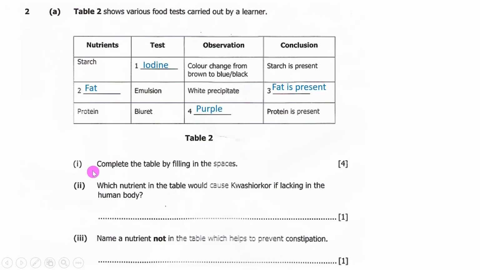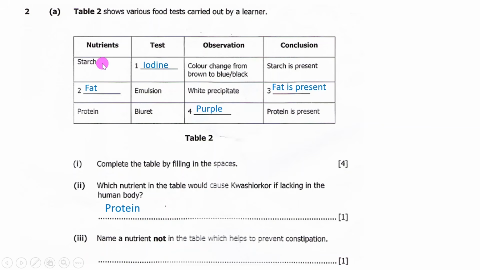Yeah. Then this is actually, we have answered part 1, which says complete the table by filling in the spaces. So we have done it. Then part 2, which nutrient in the table would cause kwashiorkor if lacking in the human body? Among these nutrients, the nutrient that would cause kwashiorkor if it is lacking in the human body is actually protein.